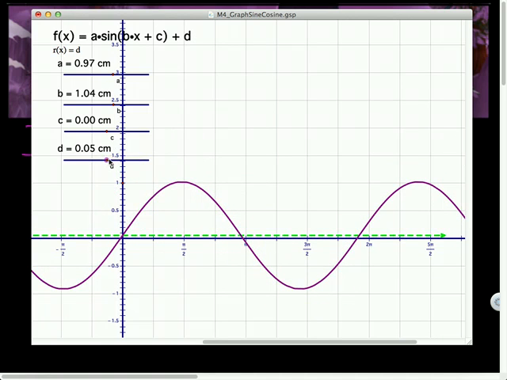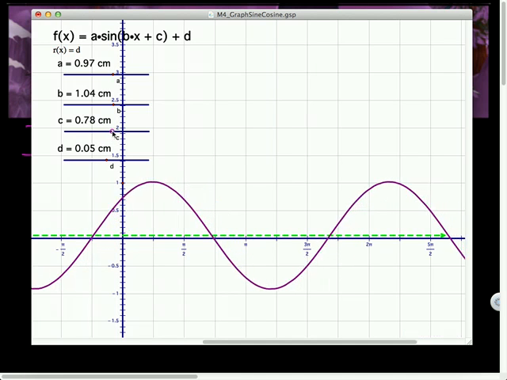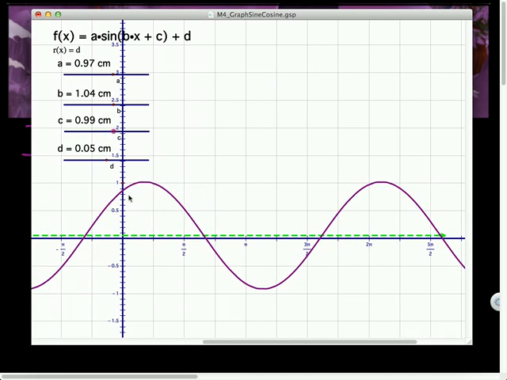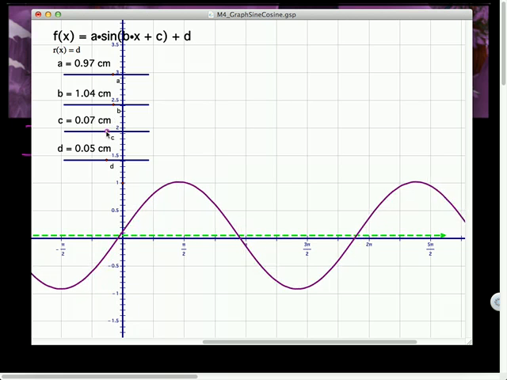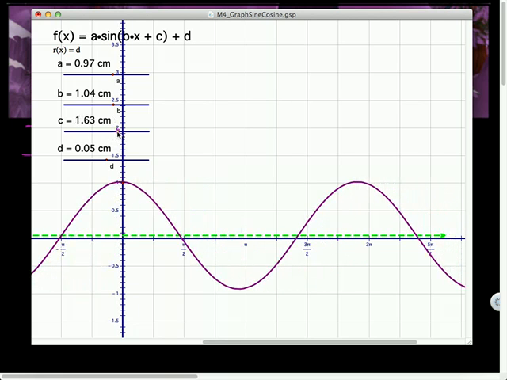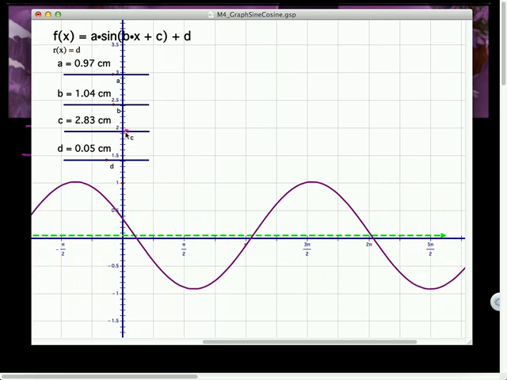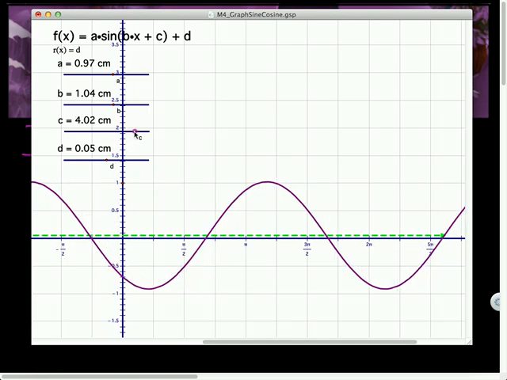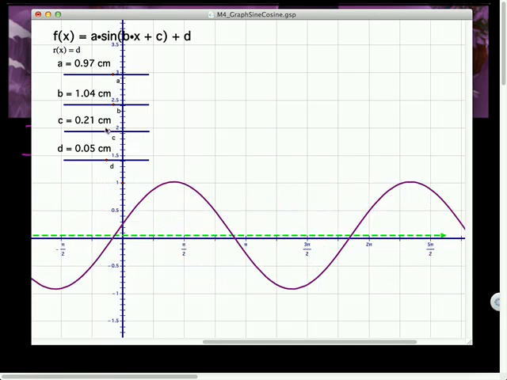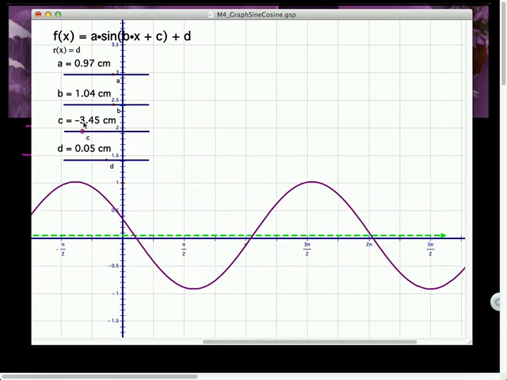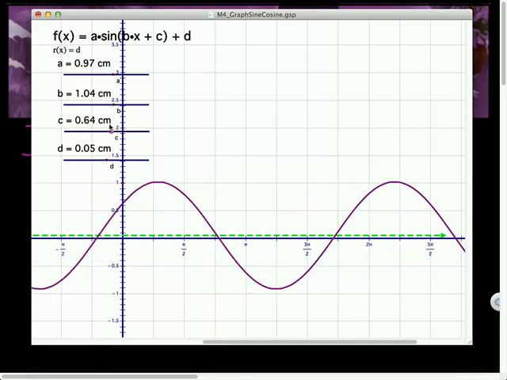Now a little bit trickier. If I add a constant inside the parentheses of the sine function, so if I add 1, what did it do? Let's see, I'll do it again so you can see it move. From 0 to 1, what direction is it shifting? Horizontally. In what direction? Left. Left when c is positive, and right when c is negative. So it's the opposite for the c value.